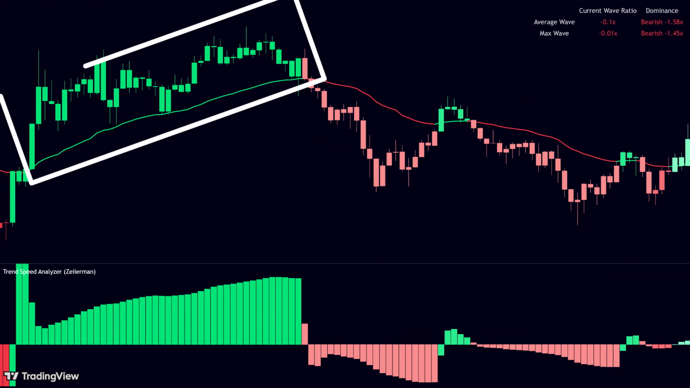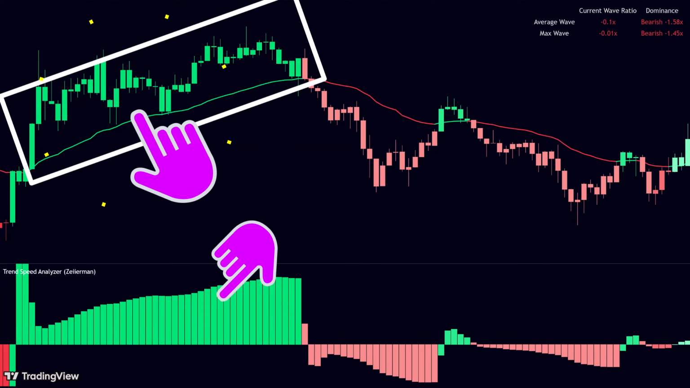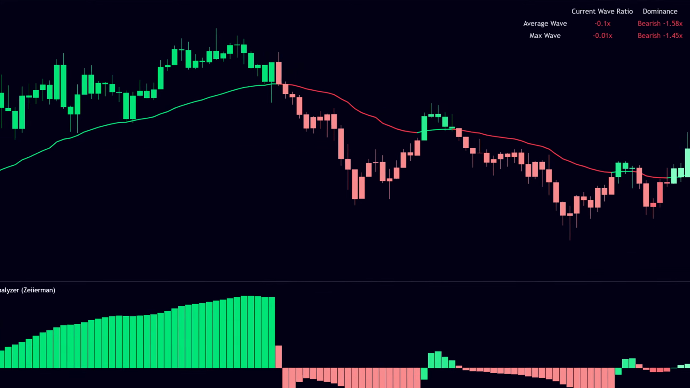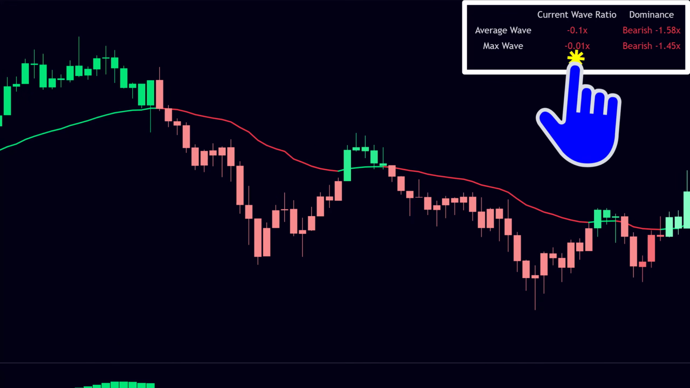Let's say you're in a strong uptrend and the histogram is showing tall green bars. If the next bar is much smaller, that's a red flag, and this means that the market momentum may be fading. If the following bar turns red, that's a strong reversal signal, and a good time to consider exiting your long position. The wave ratio in the info table also helps with this. The fluctuations in its value can act as another early clue for a trend shift.